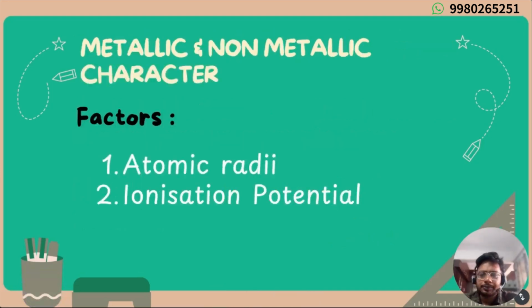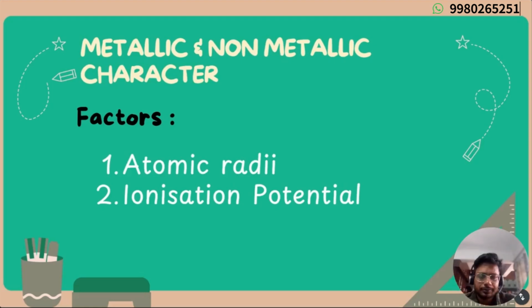Next, what are the factors affecting metallic and non-metallic characteristic? It depends on atomic radius and ionization potential. Smaller atoms will be more non-metallic in nature because they are less likely to lose electrons and more likely to gain electrons. Therefore, all the non-metals lie on the right side of the periodic table. And also ionization potential: the bigger atoms have lesser ionization potential, and it's easier to pull electrons from them. So therefore, the metals lie on the left side of the periodic table.